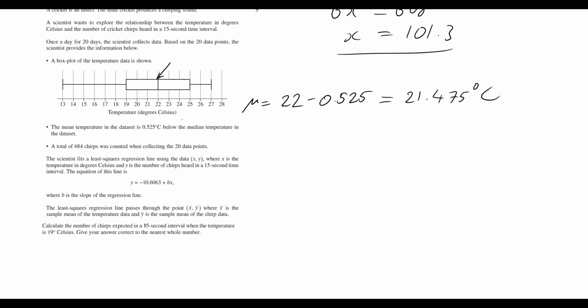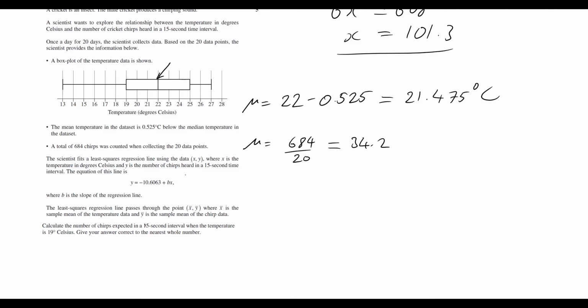So a total of 684 chirps were counted when collecting the 20 data points. Okay, so let's maybe find the average of the data points in terms of the chirping. So on average, how many did we detect? So the mu for the chirps is going to be 684 divided by 20. And so what that'll leave us with is simply 34.2.